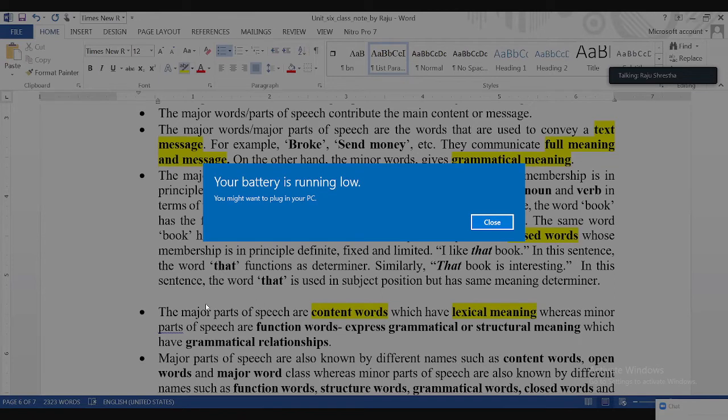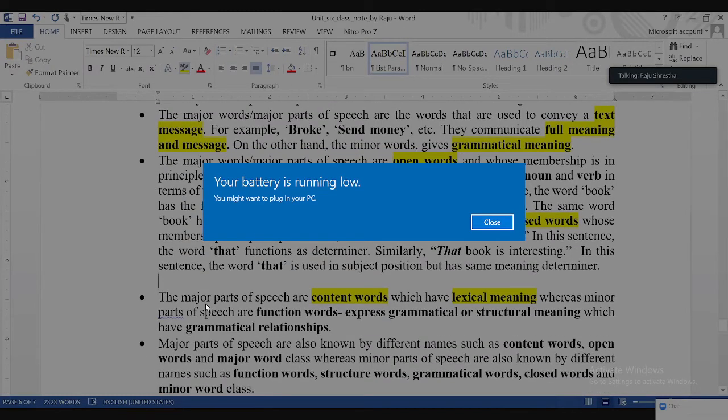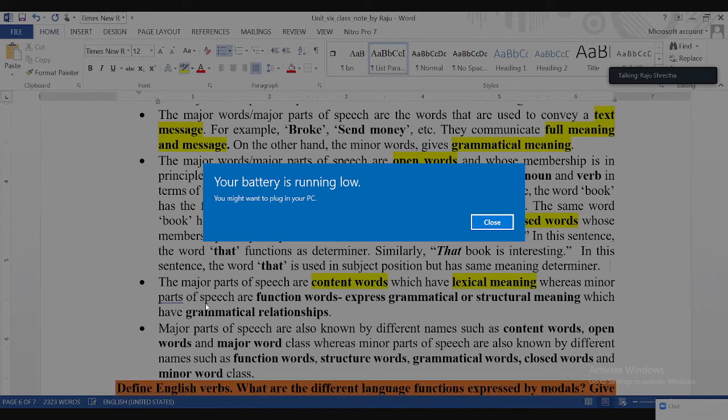In this sentence, that is used in the middle. That is used in the initial position also. But position does not bring change in meaning. Positional meaning ma change ल्याएन. अगाडि आयो भने डिटरमाइनर हो, बीचमा आयो भने डिटरमाइनरै हो. So this kind of difference we see between major word class and minor word class.